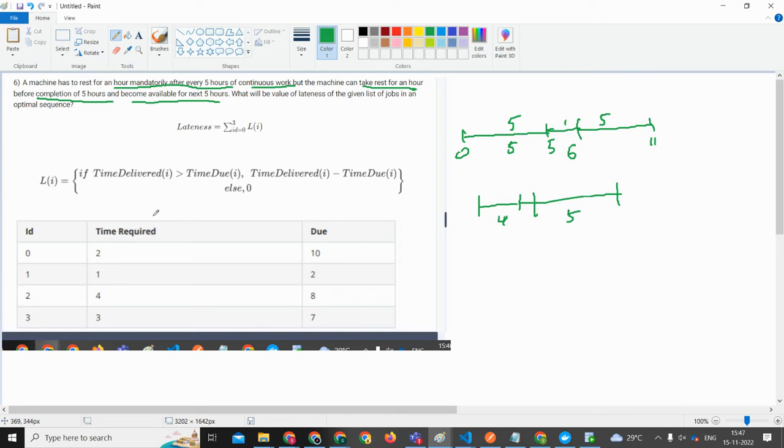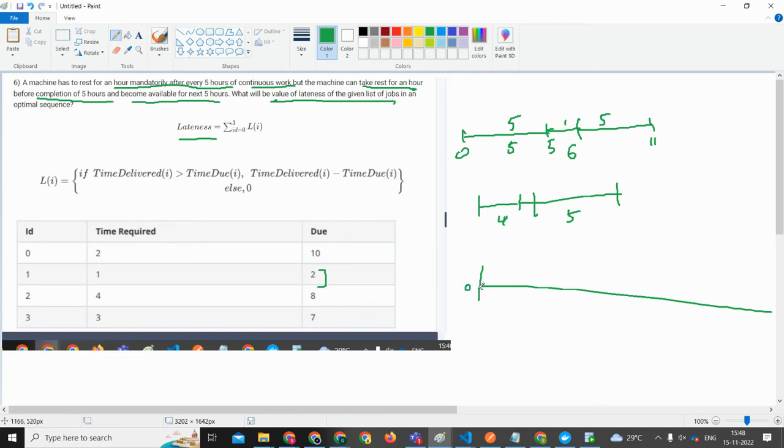In order to minimize the lateness, the strategy is to choose the one with the earliest deadline. Correct. Yes, earliest deadline. In this case, we have two which have the earliest deadline, right? So the question is, what will be the value of lateness? That's what they are saying, for all the jobs to be completed.